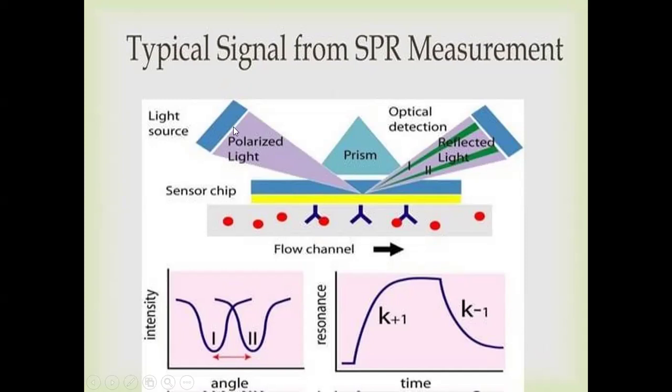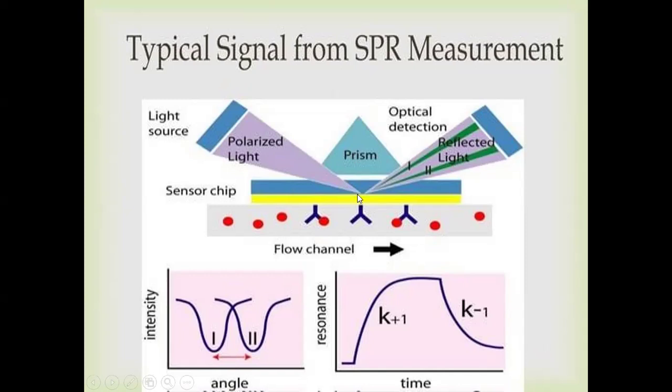Now when the light is incident on this gold material, there will be a vibration of the metal ions. This light is usually passed through a prism for getting a better refraction, right? And the light that is reflected from the surface is detected by the optical detector.